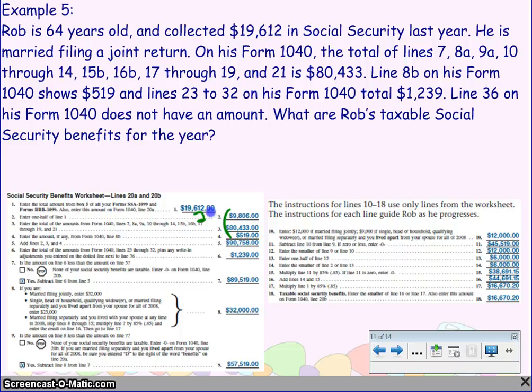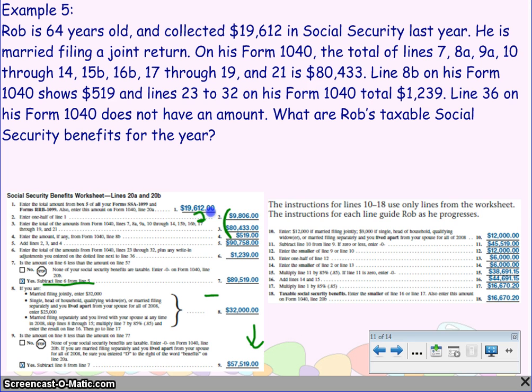And then next it says subtract 6 from 5. So we get the $89,519. Next it says married filing jointly, put in $32,000. So I put in the $32,000 there because it said he was married filing jointly. And then it says down below subtract line 8 from line 7. So when I subtract these, that's where I get the $57,519.